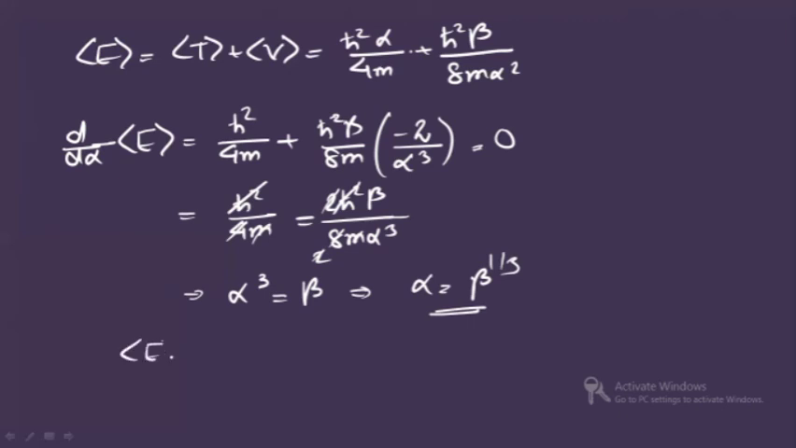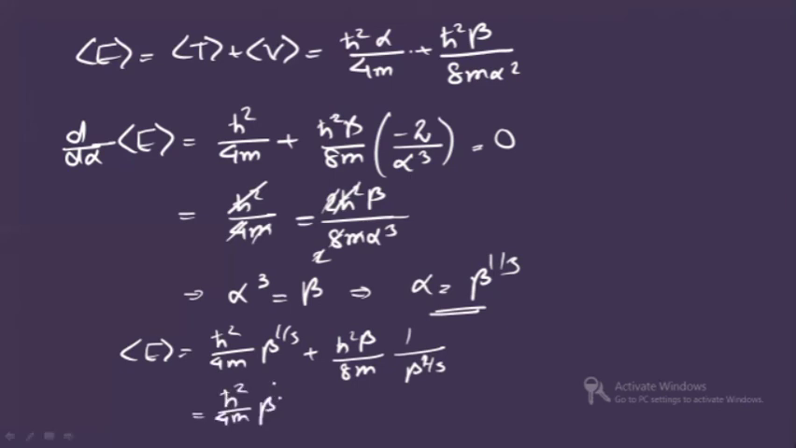So you will get the average of E is equals to what? h cut square by 4m, alpha is beta to the power 1 by 3, plus here you are having h cut square beta, this is 8m. So this will become 1 by beta to the power 2 by 3 because it is alpha square. Clear? So when you see here, this is h cut square by 4m beta to the power 1 by 3 plus this is 1 minus 2 by 3, so this is ultimately 1 by 3. Right? So you are having h cut square by 8m beta to the power 1 by 3.